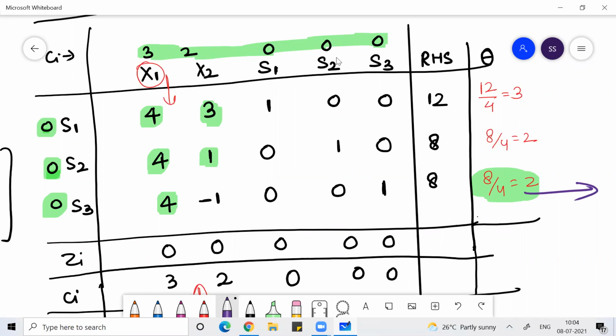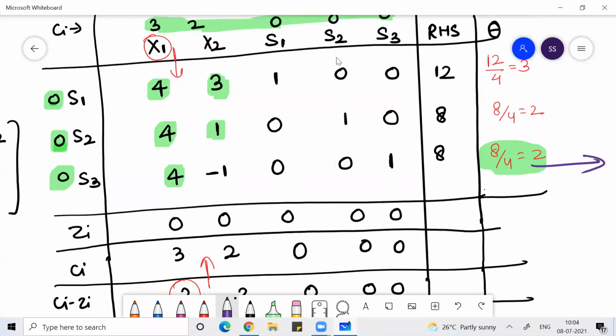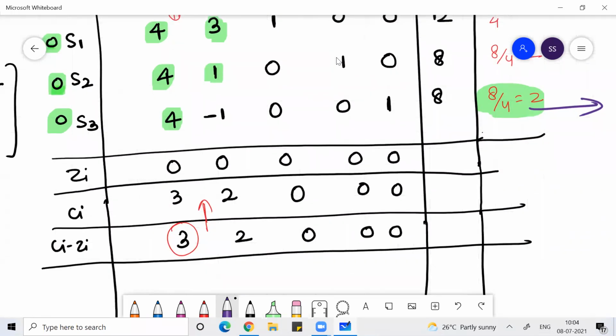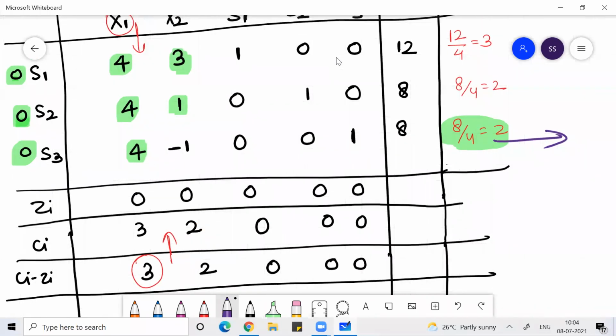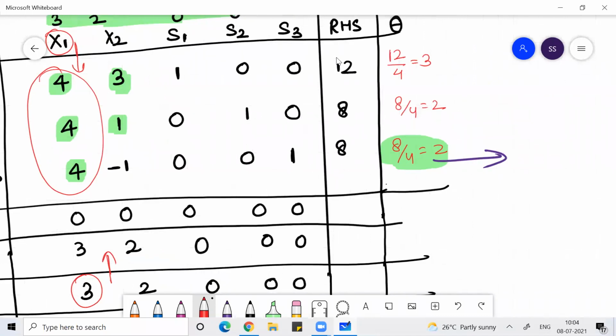Are you getting this, everyone? So for that, we'll find the theta. How will we find the theta? We'll divide the RHS by some column values. How will I decide that column? That depends upon Ci minus Zi. We'll see which variable has the maximum Ci minus Zi. It means that variable is entering into the solution. The corresponding column for that variable will be considered, and by dividing the RHS values by it, we'll find the theta, and whichever has the minimum theta will exit the solution.